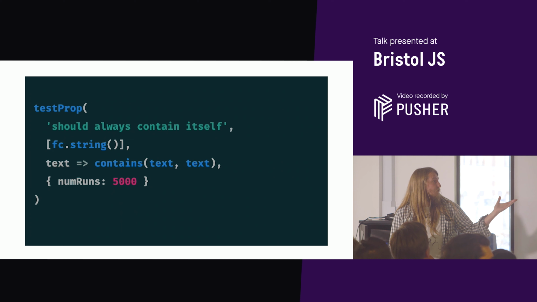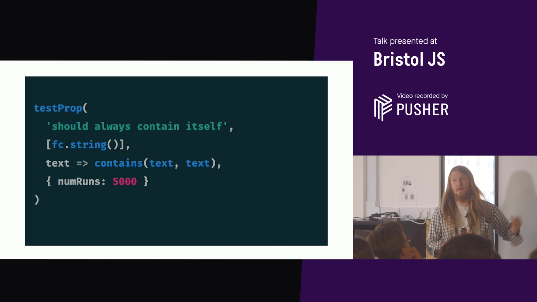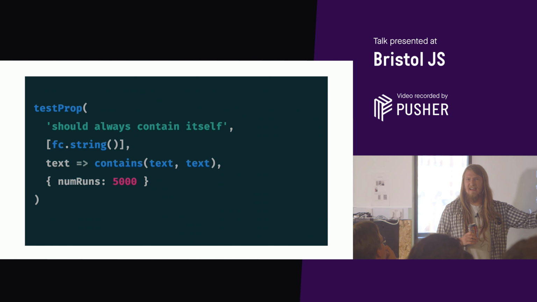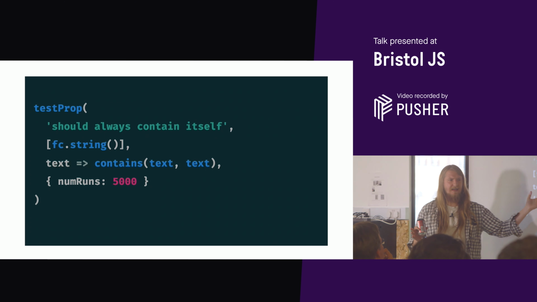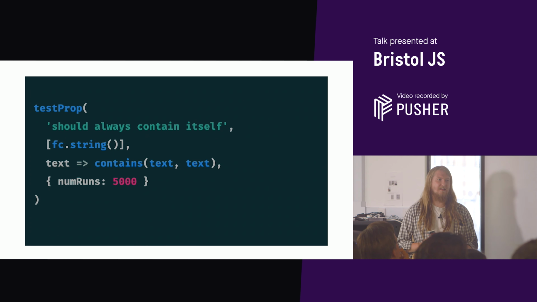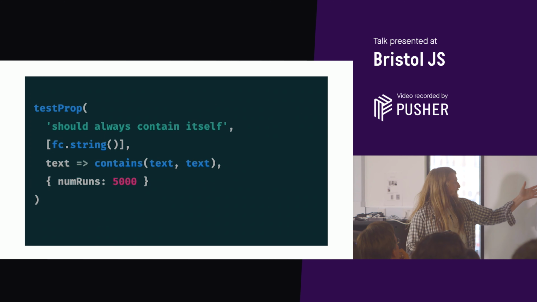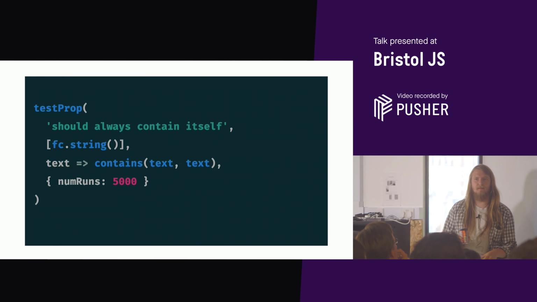Looking at this, we think that, let's say this is foo. Well, foo should contain foo, right? That's how the contains function should work. So we think this property test should pass. That should be good. If text is bar, bar contains bar, so that should pass.